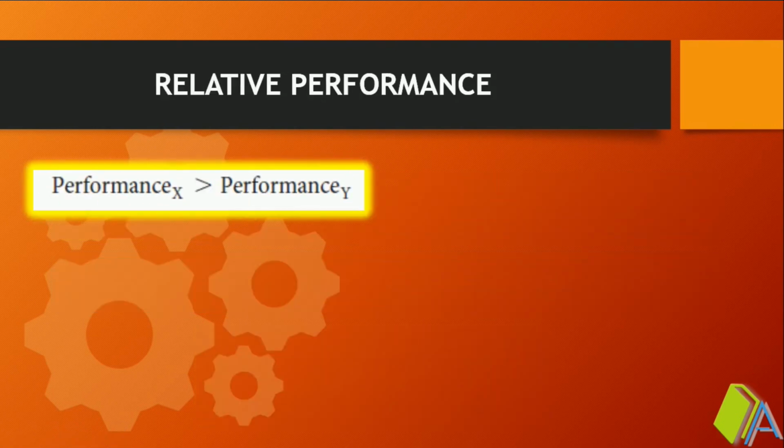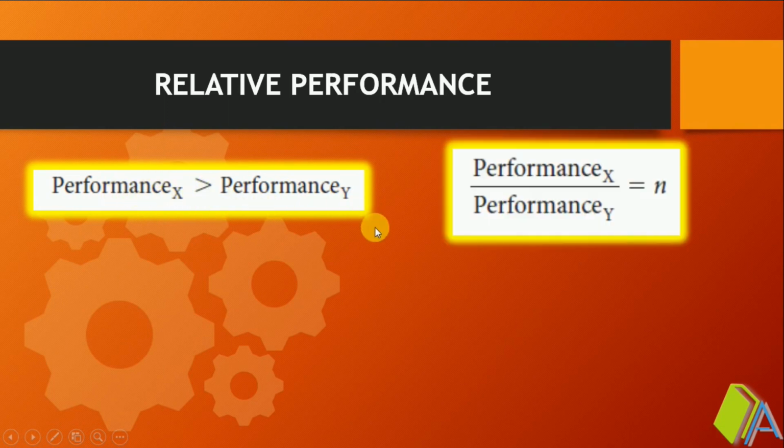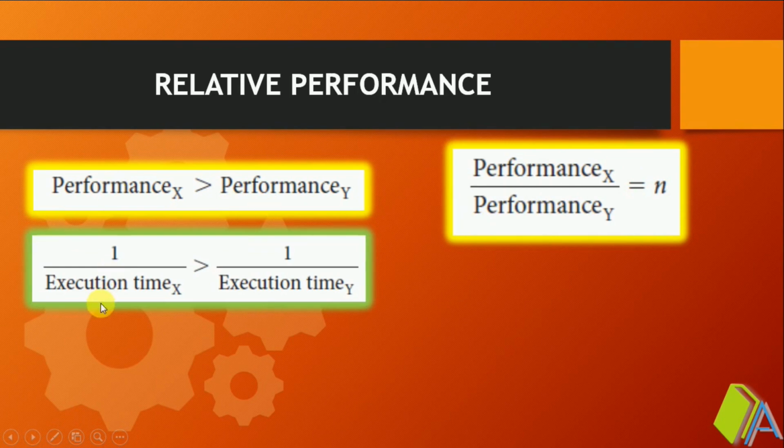Relative performance. For example, you are going to compare two different computers, one is X and one is Y. Initially, we are assuming that performance of X is greater than performance of Y. So we can say performance of X is n times performance of Y. In terms of execution time, 1 by execution time of X is greater than 1 by execution time of Y.